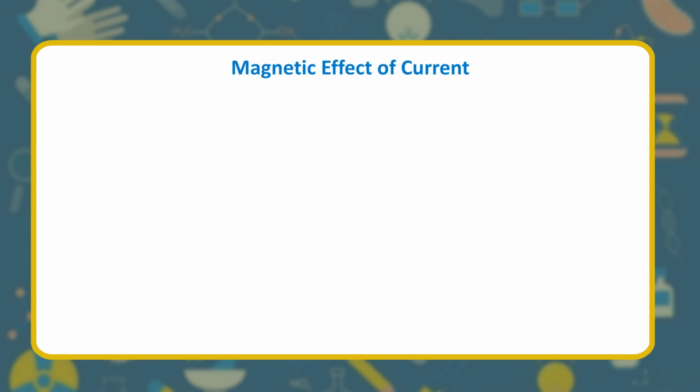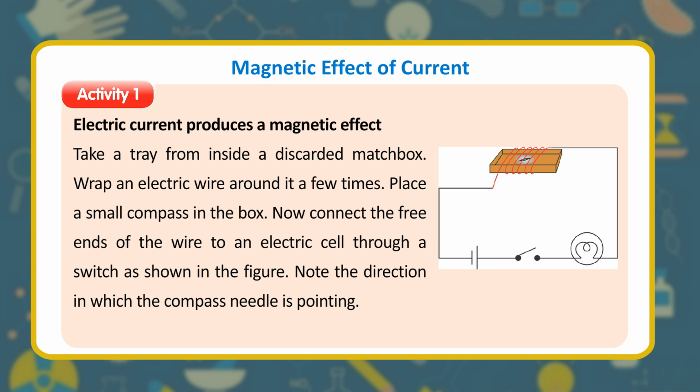Magnetic effect of current. Activity. Electric current produces a magnetic effect. Take a tray from inside a discarded matchbox. Wrap an electric wire around it a few times. Place a small compass in the box. Now connect the free ends of the wire to an electric cell through a switch as shown in the figure.